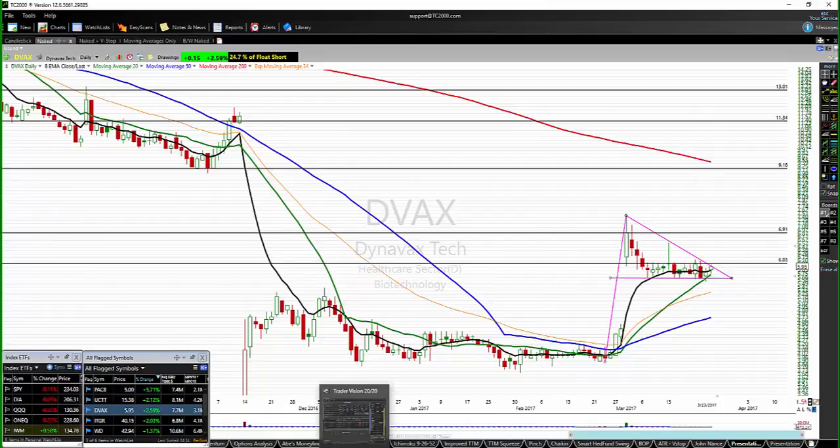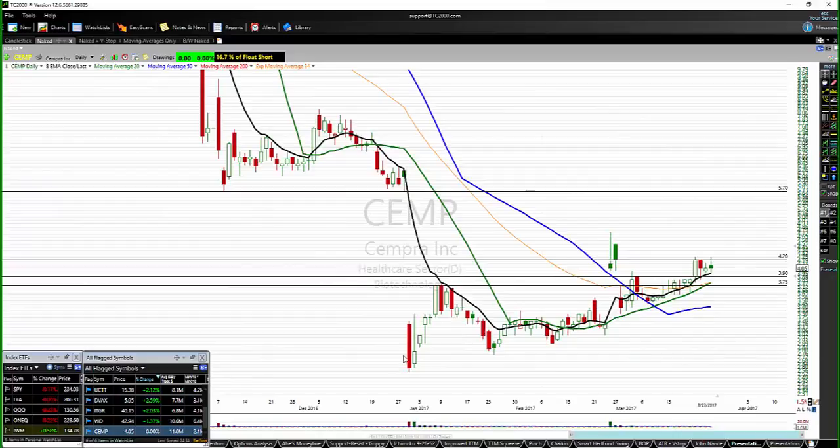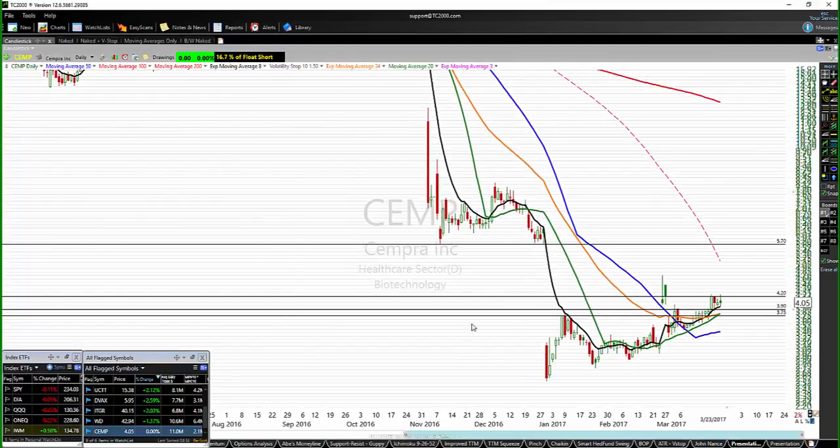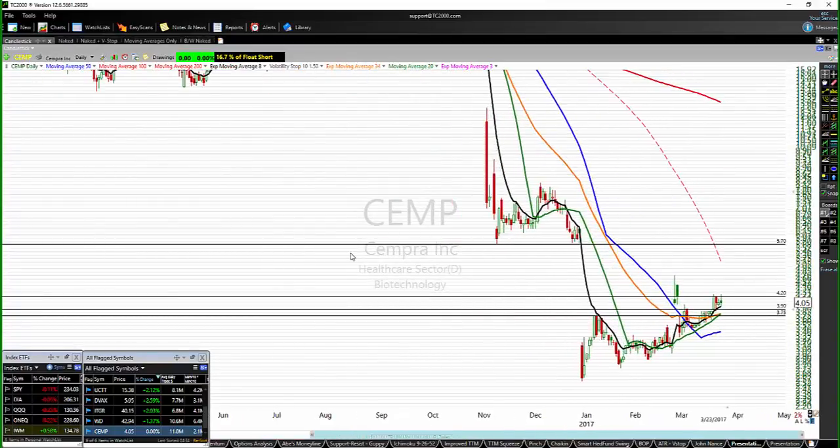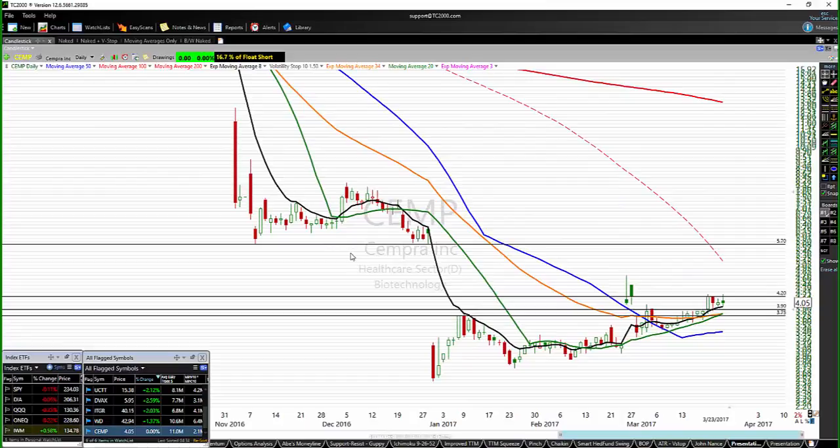Let's see, what's the next one? The last one is CEMP. Similar situation to RBB. Let's pop over here. I guess there is no history on this. Back in this area. So you can see this is RBB.